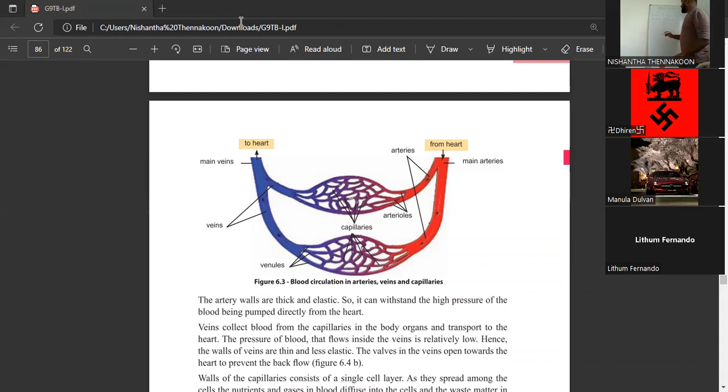The other thing is that arteries have elastic walls, because blood flows through arteries under high pressure. The walls should be able to withstand this pressure, that's why they have become elastic. The walls of veins are less elastic, and the wall of the capillary is not elastic.